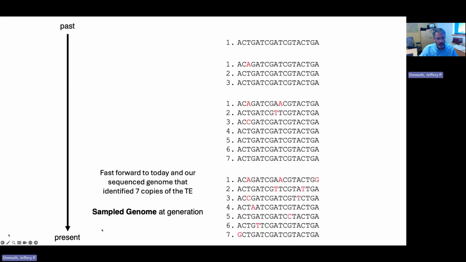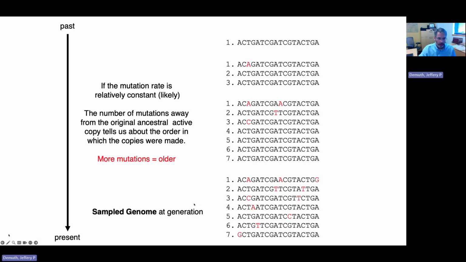If you fast forward, we'll say to today, those selective pressures have now inactivated all the copies. So our 4 newest copies only have 1 difference. The 2 sort of middle stage evolution both have 2, and the oldest, the original invading element, has 3 mutations in it.